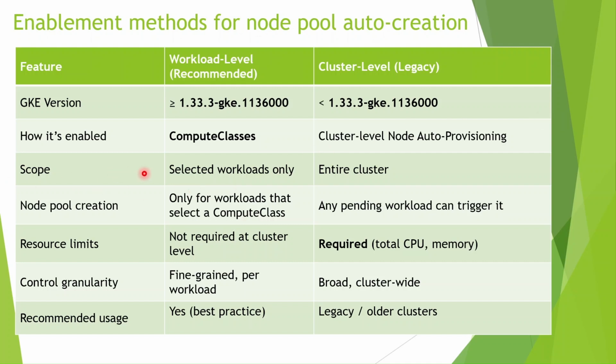And for the scope, it will be only for the selected workloads only. It will enable node auto provisioning for the entire cluster, and for node pool creation, only workloads that select a compute class. So you have to define a compute class in your deployment, pods, or anything. And in this, any pending workload can trigger it. A pending workload basically means any deployment or pod that needs resources, and suppose there is no resource available in your cluster. Any pending workload like a deployment or pod can trigger it, and the cluster will start creating a new node pool.